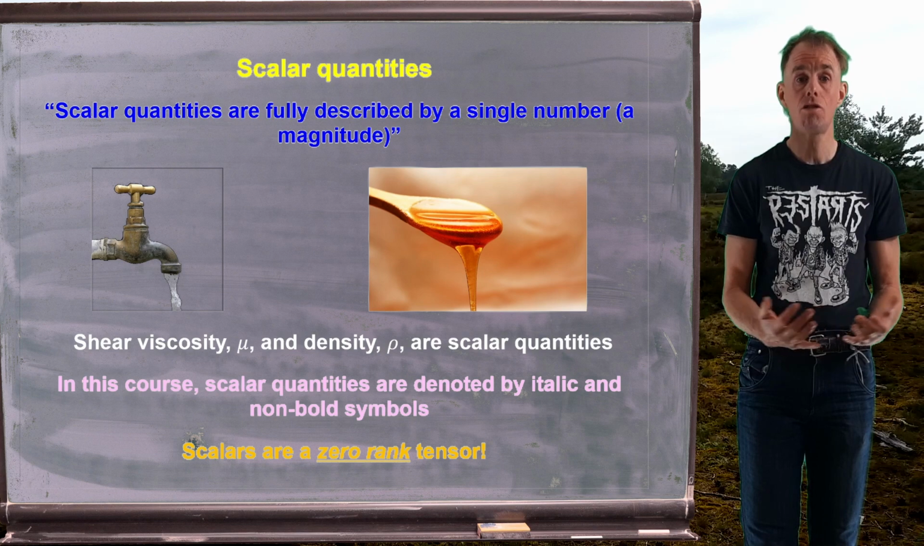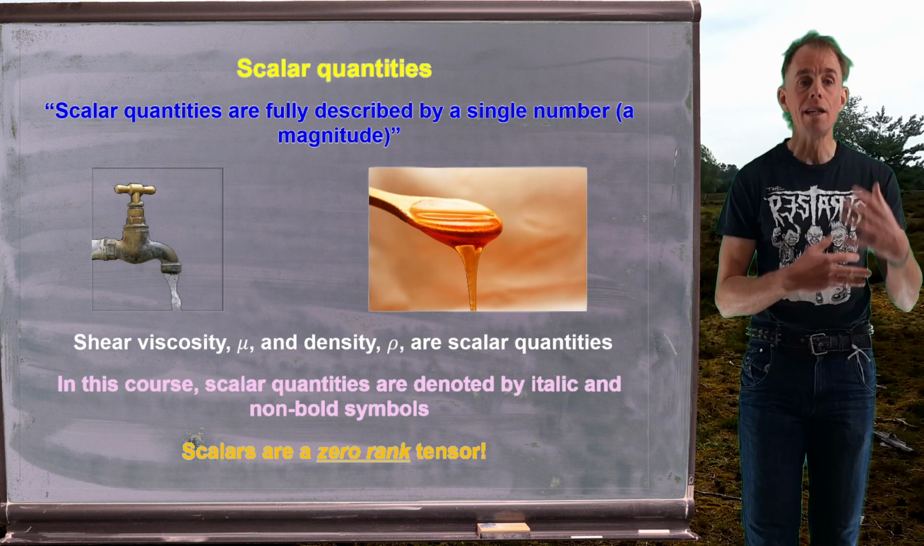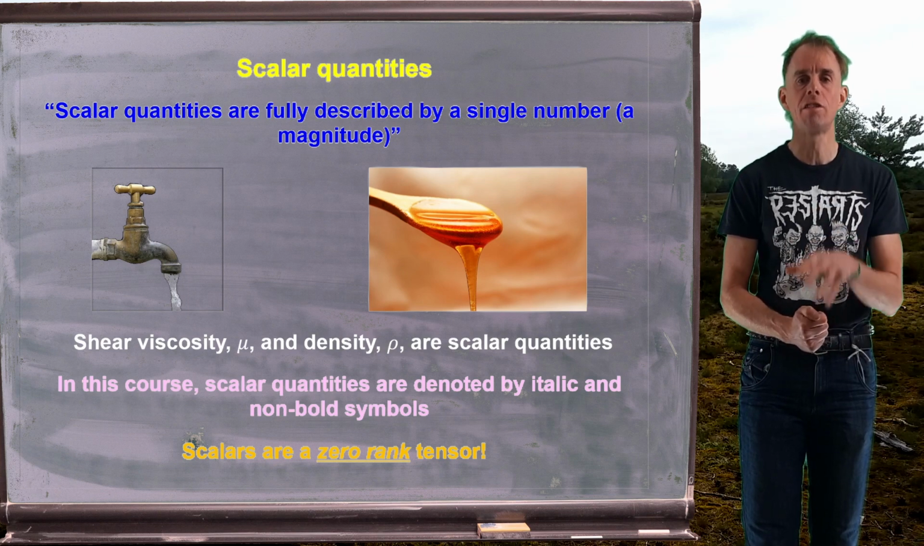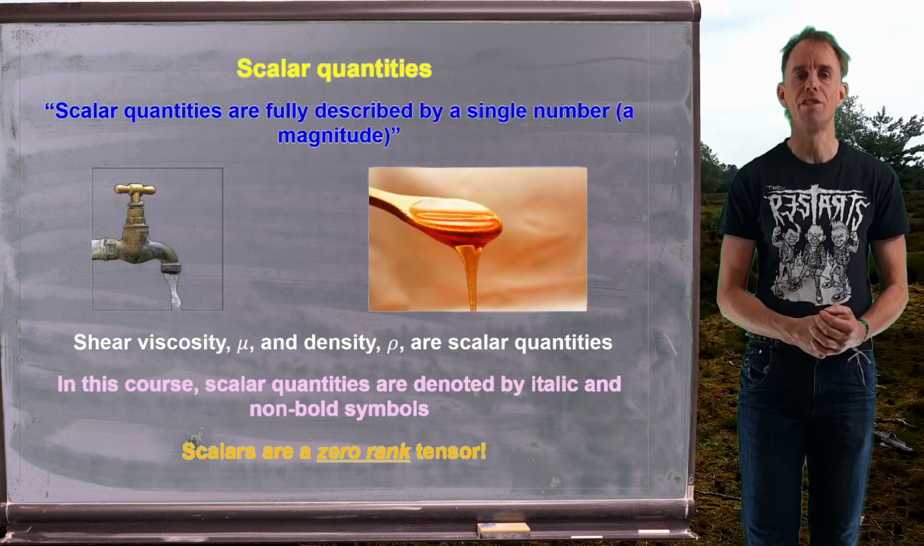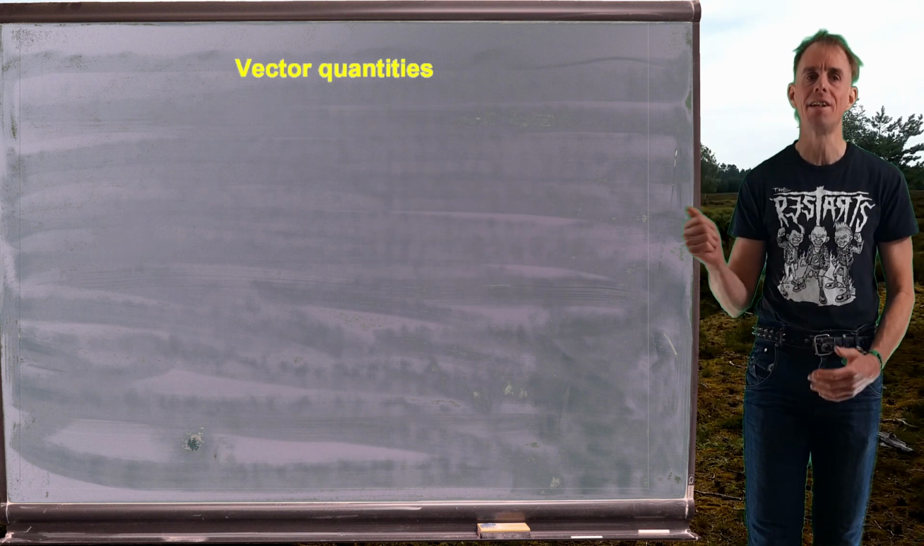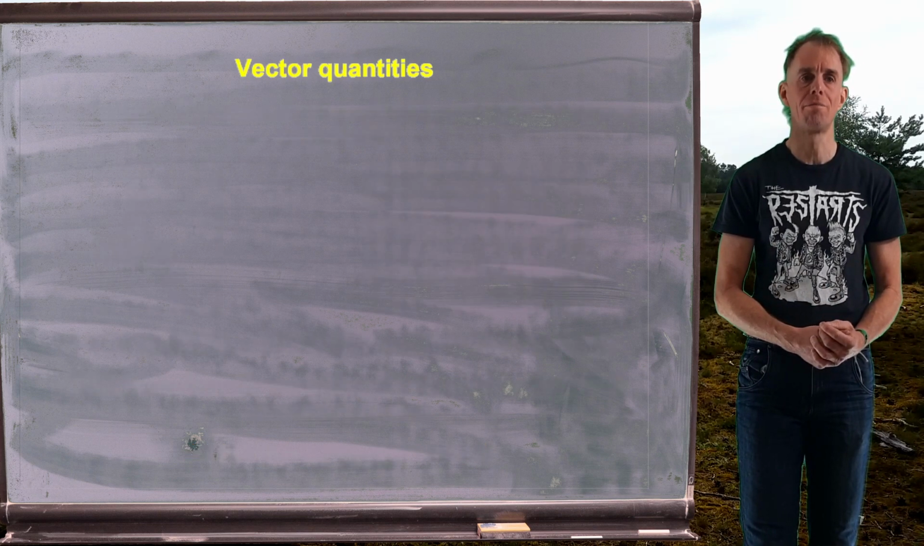All they have is just a size. So if we get used to thinking of scalars as zero-rank tensors, it helps to put the rest of the material we're looking at into some kind of context. So let's think about vector quantities.